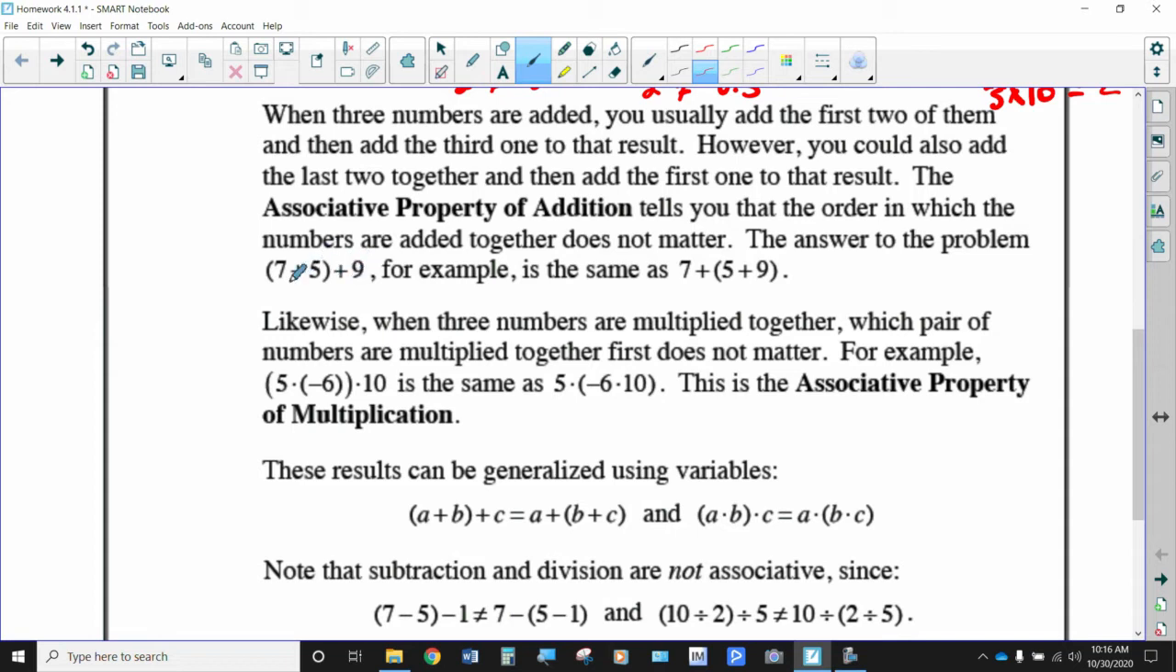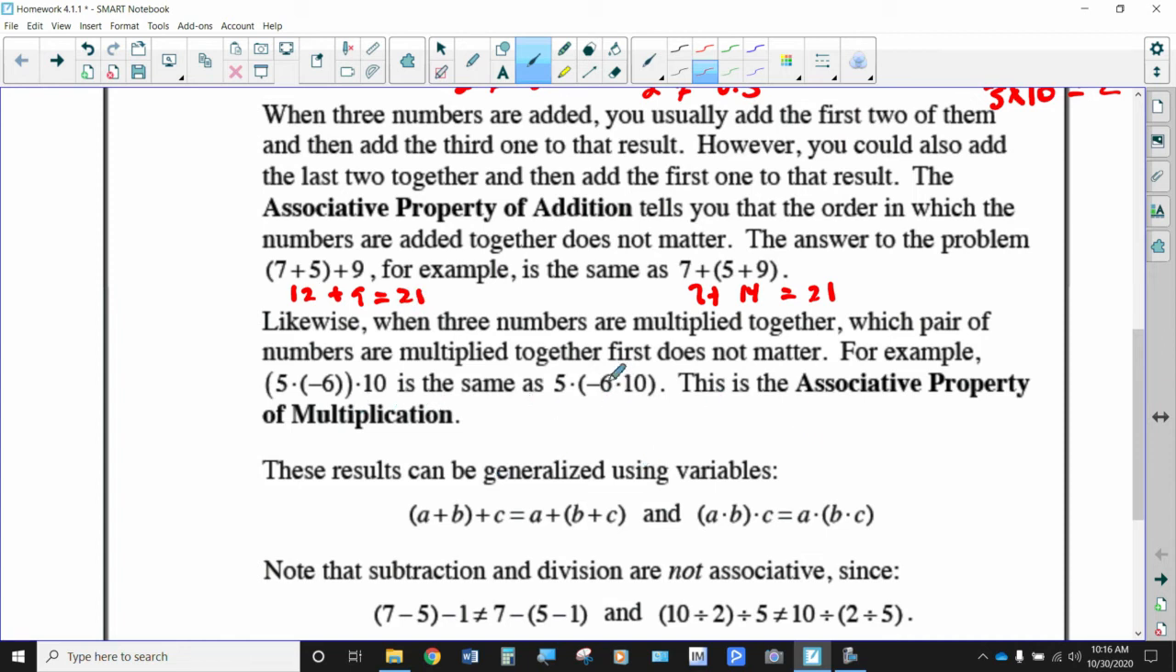But since all you're doing is adding, there's no reason to have the priority for the 7 plus 5. You could just as easily prioritize 5 plus 9 and get 14, and then add that to 7, and you will still get 21, whereas here you had 12 plus 9 was equal to 21. Same thing applies to multiplication.